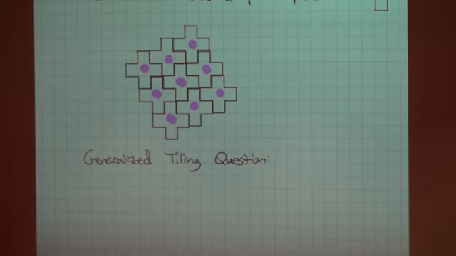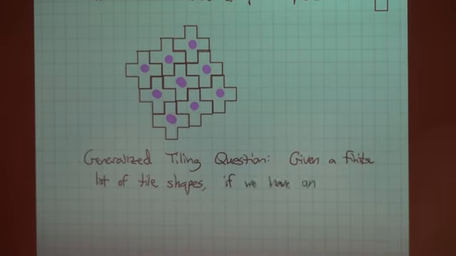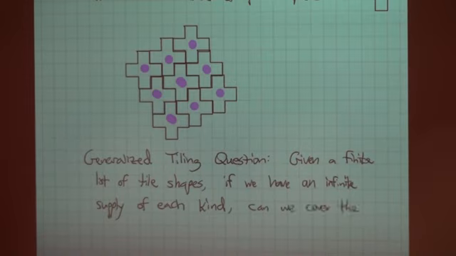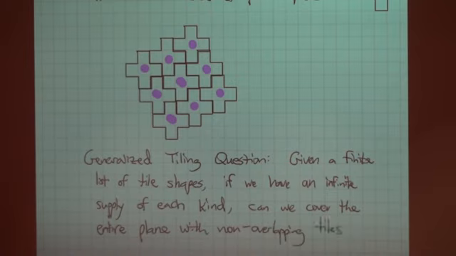So the generalized version of this question is, given a finite list of tile shapes, if we have an infinite supply of each kind, can we cover the entire plane with non-overlapping tiles?